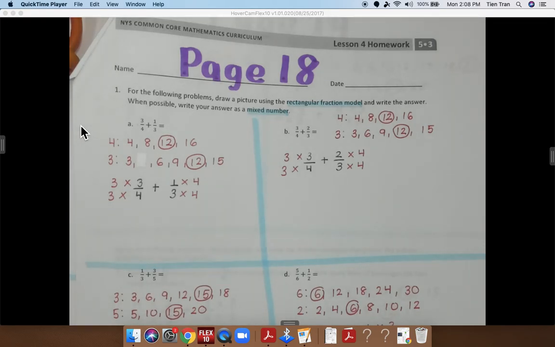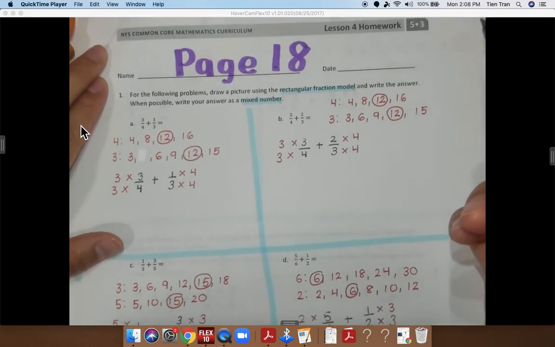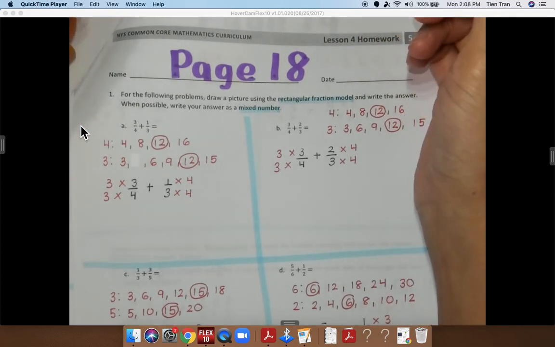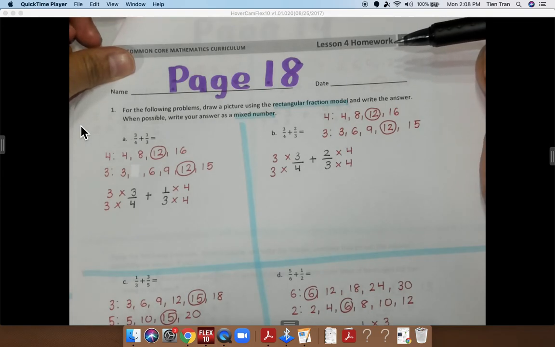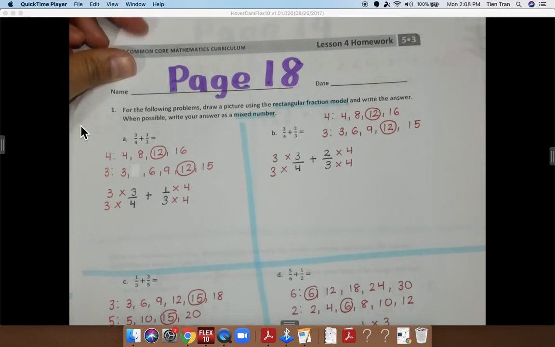We are on page 18, lesson 4. Make sure you are on the correct page. For problem number 1, they ask you to do the following problems. Draw a picture using a rectangular fraction model and write the answer. When possible, write your answer as a mixed number.